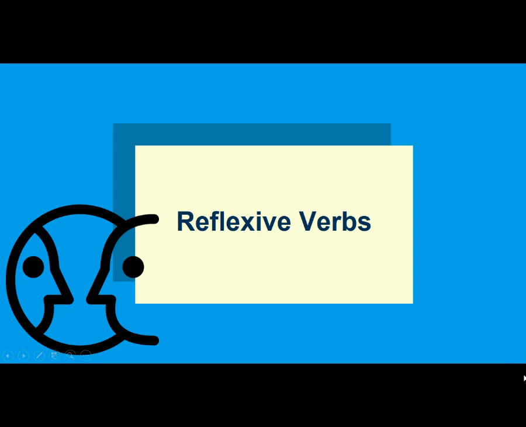Right, so today I am going to go over reflexive verbs with you. A verb is reflexive when the subject of the sentence and the object of the sentence are the same. So a good way to remember reflexive verbs is to think, is the subject talking about him or herself? And is that person, the subject of the sentence, receiving the action?